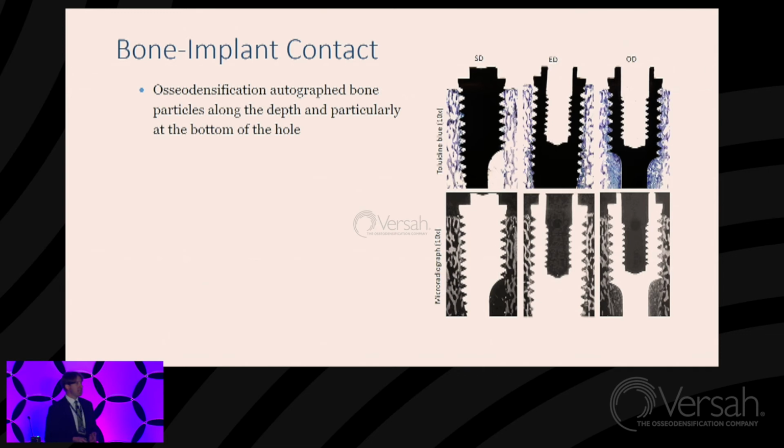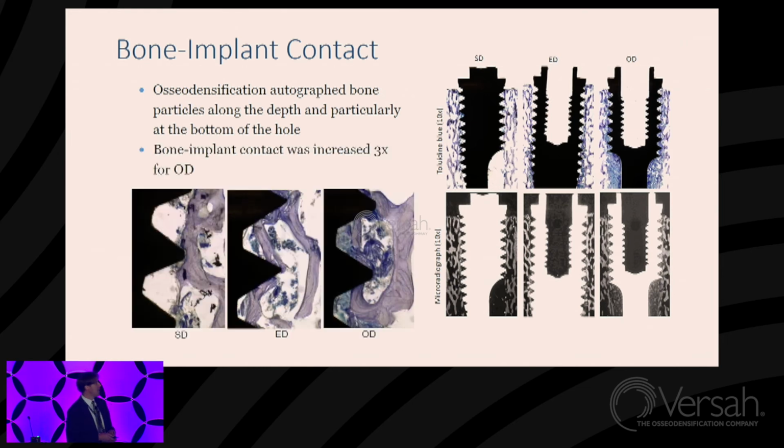For bone implant contact, we were able to get histological sections of a few of our implanted implants. Again, this clearly shows those autograft bone particles in the region along the edges and near the bottom of the implant. And we also were able to measure the bone-implant contact and see more than a 3 times increase compared to standard drilling.